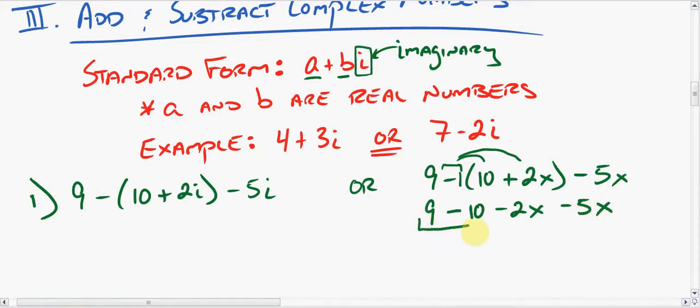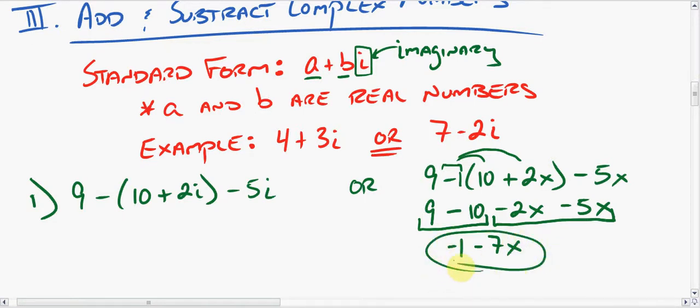So now I can see I've got some like terms here that I need to simplify. 9 minus 10 gives me negative 1. Negative 2x minus 5x gives me negative 7x. So if I wanted to work with this problem, my final answer would look like negative 1 minus 7x.